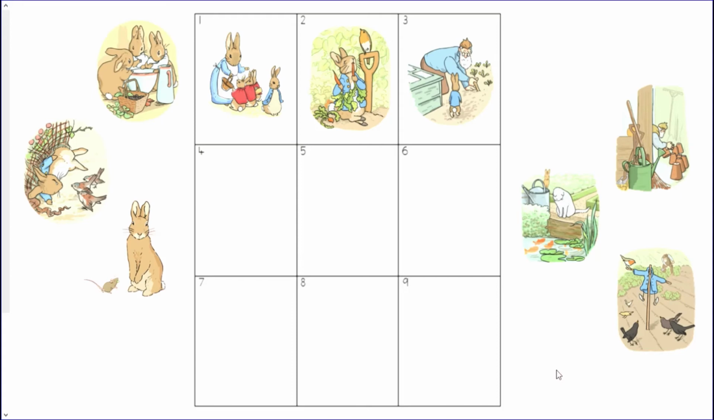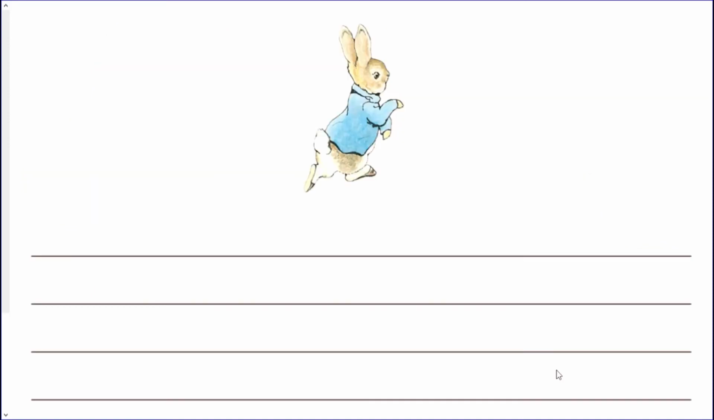Pause the video while you stick the rest of your pictures on your first activity sheet. Press play when you are ready to continue. Now we have ordered all of the story pictures, we can write our story retell.